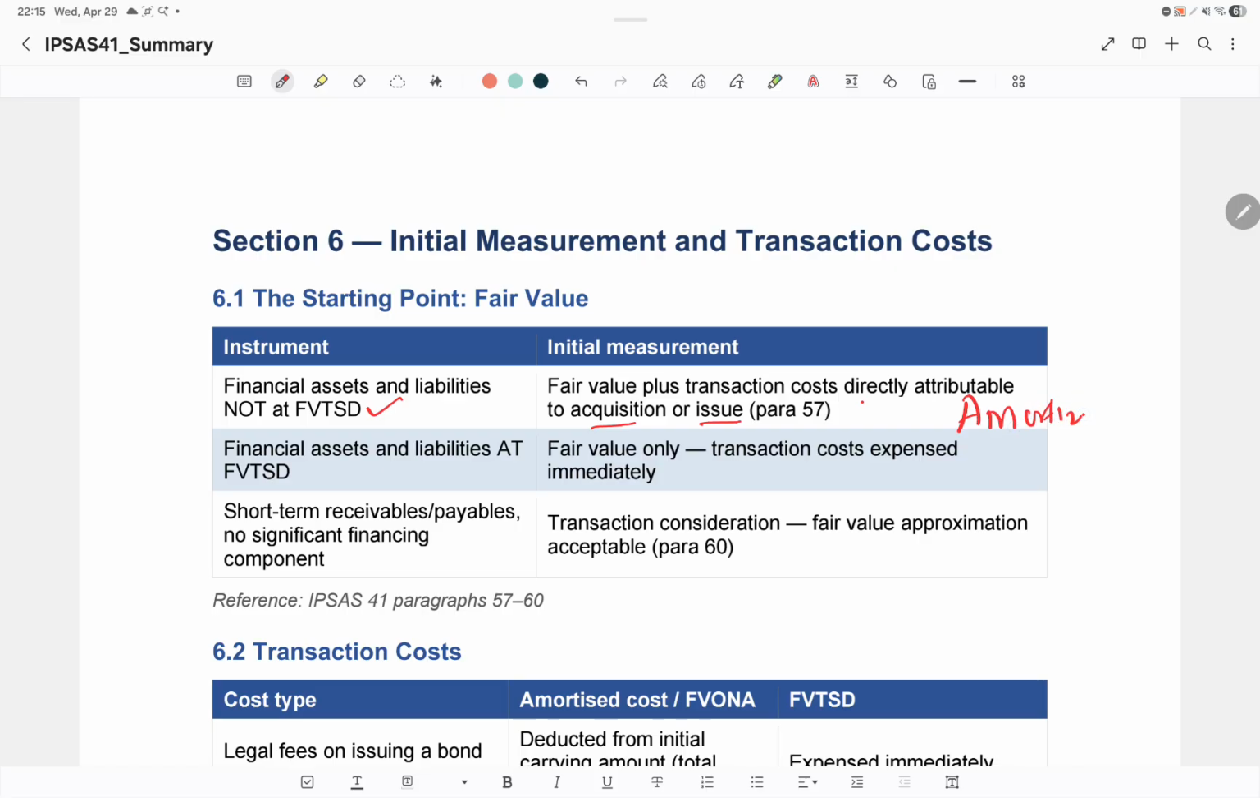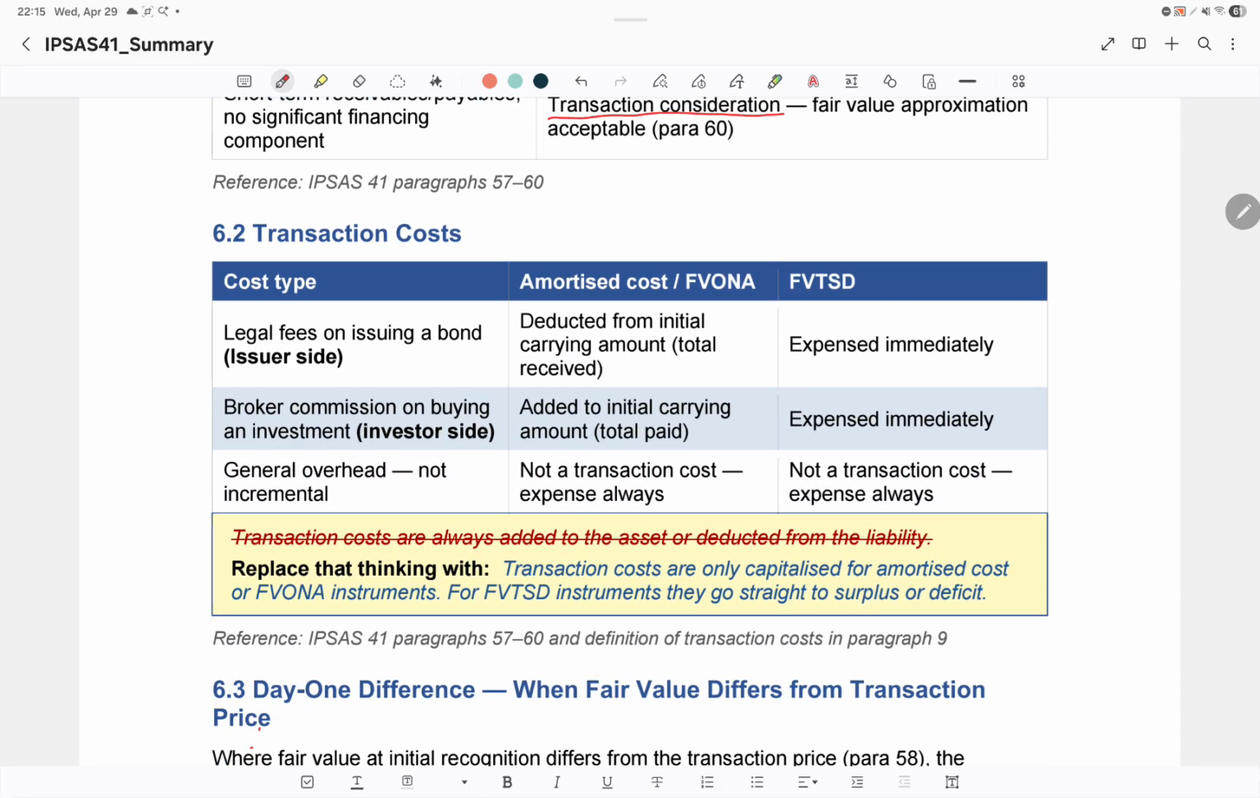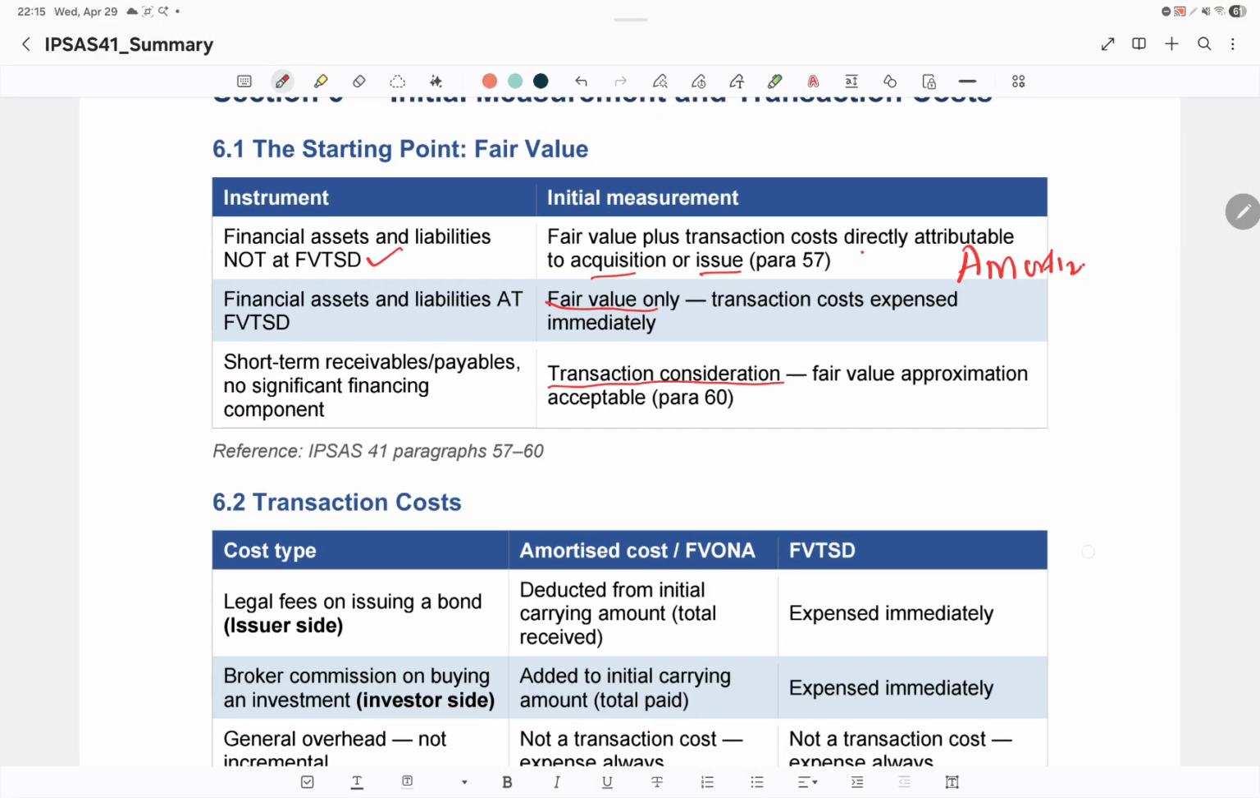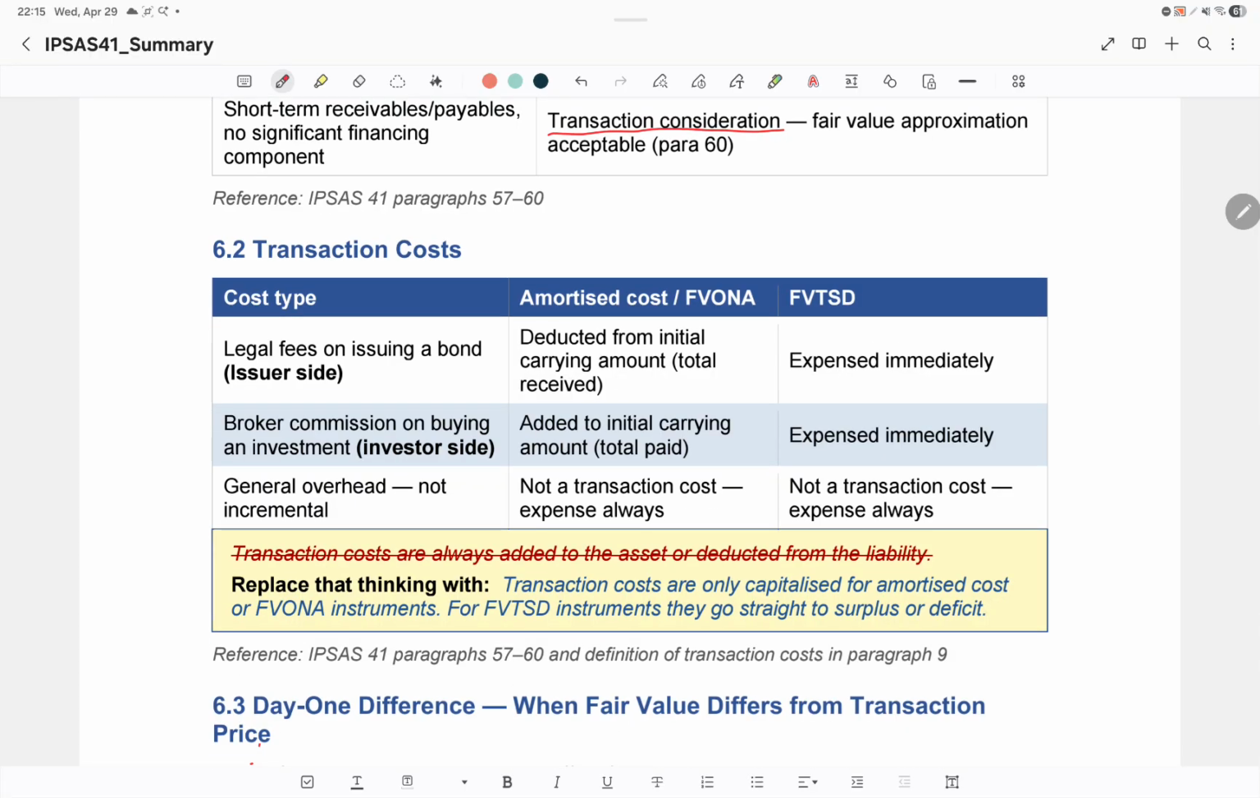For financial assets and liabilities at fair value through surplus or deficit, we use fair value only. Transaction costs are expensed. Short-term receivables are measured at the transaction price. So what can we call transaction cost? Because you are hearing there is something we call transaction cost. For example, legal fees on issuing a bond. How do we treat them?